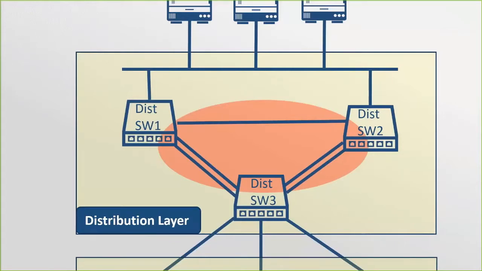It's also worth offering that this is where a lot of our policy, a lot of our access control, a lot of our services are going to reside. So things like wireless LAN controllers, egress points out to the internet, egress points out to other remote site locations, a lot of that is going to take place in the distribution layer.